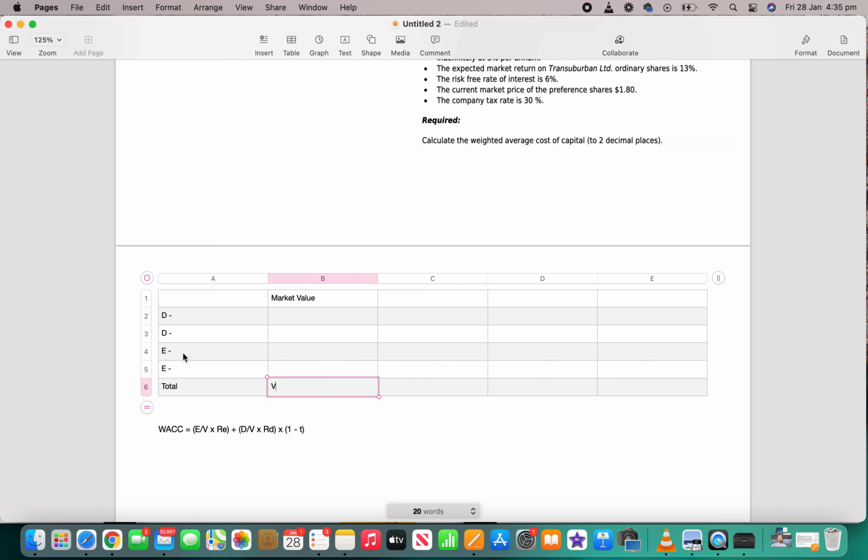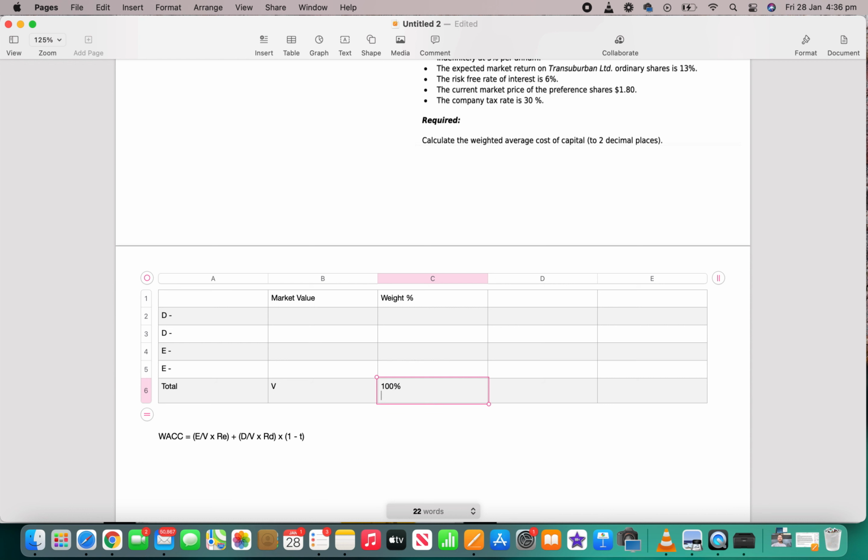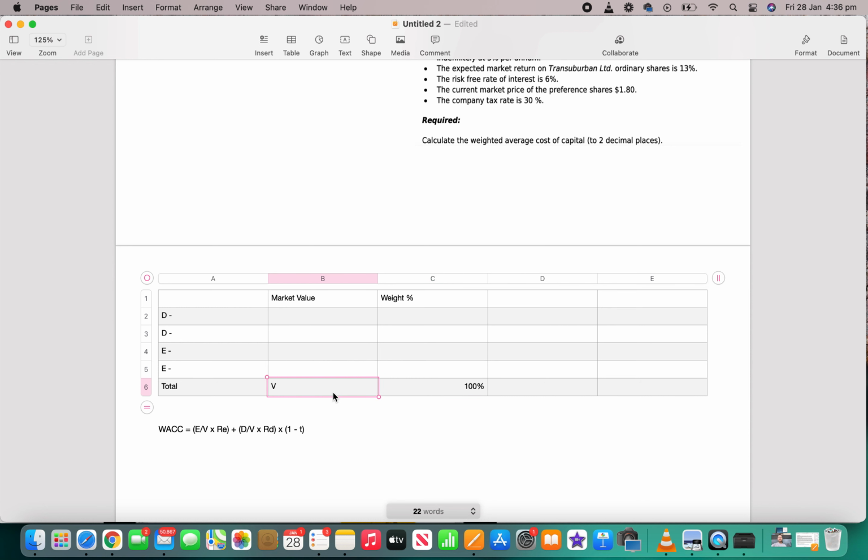So E over V, that's our equity over value. So that will create a percentage of our weight over here. And the same with D over V, you see over here, this is our debt over the total value, which is the sum of the market value. Weight will always equal 100% because it's a percentage of whatever debt it is over the value. I'm just going to leave that there for here.